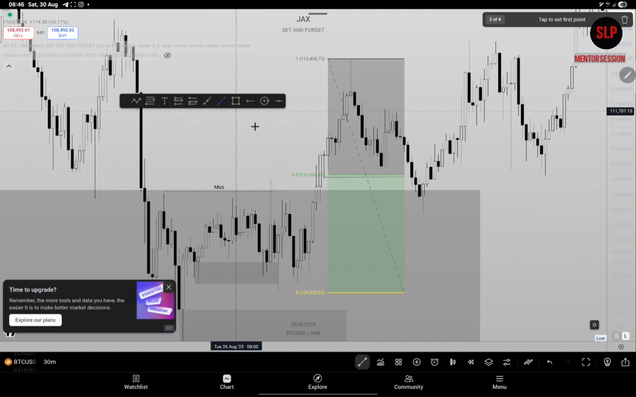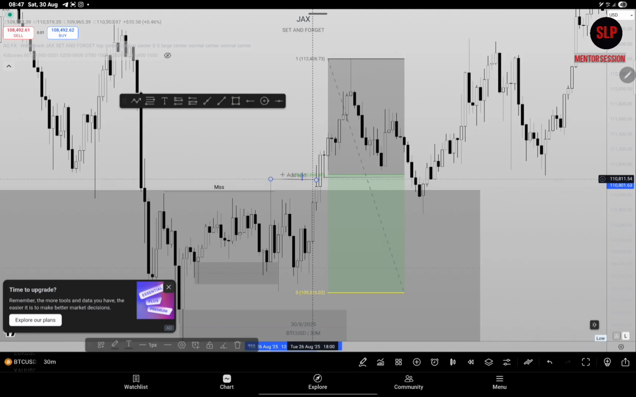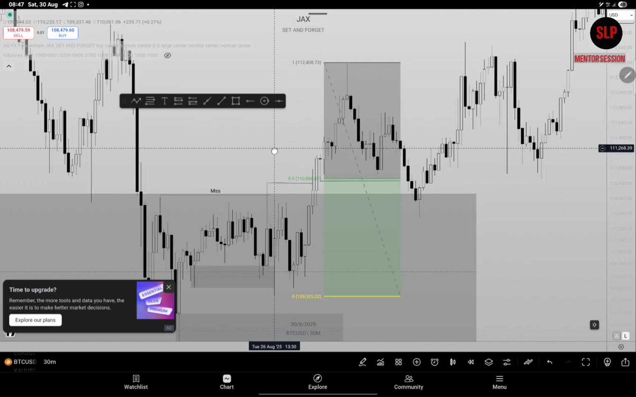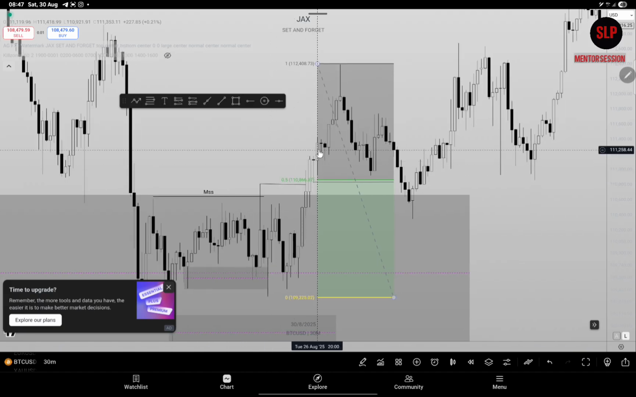So this is the next break. This is the break of structure after the MSS. High that caused the MSS. Then the second break of structure, which is a normal break of structure. The first break of structure, MSS. Second break of structure, just break of structure. The single candle inducement mitigated 50%.